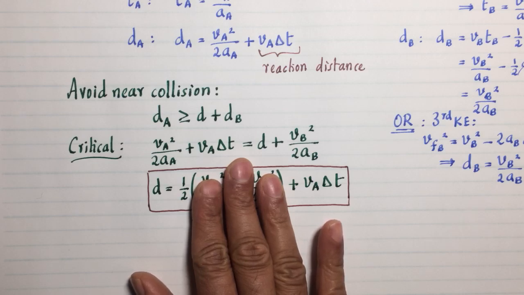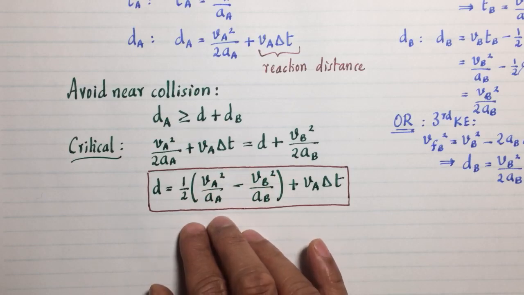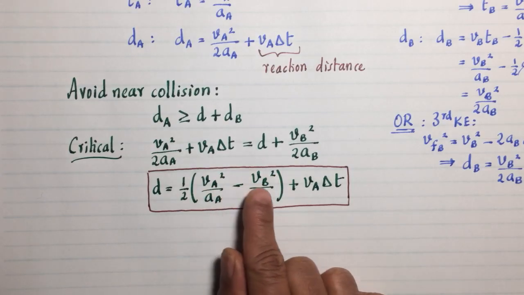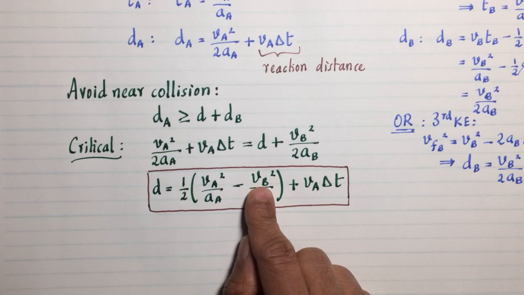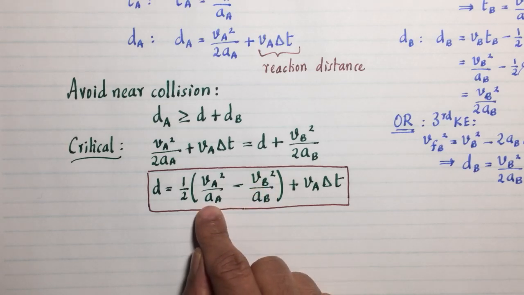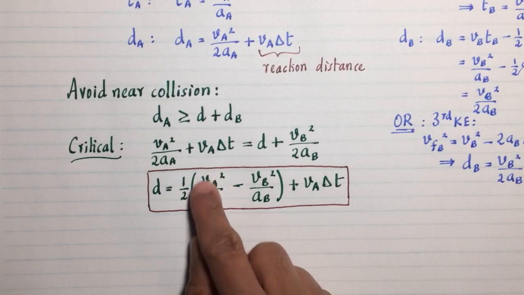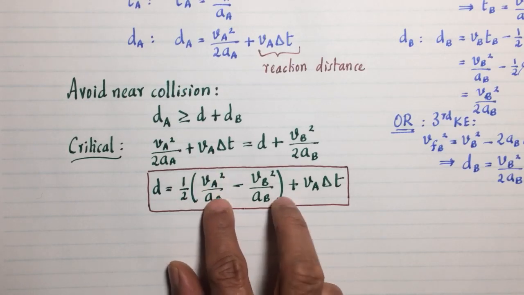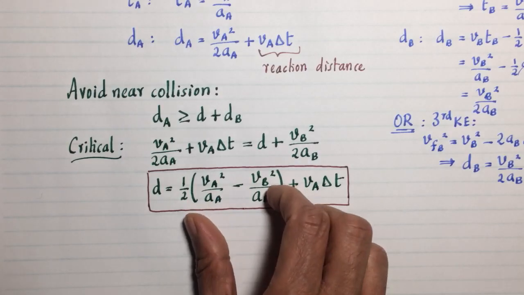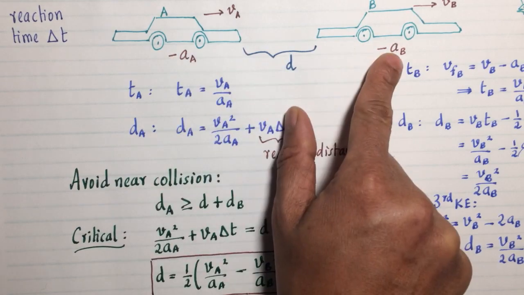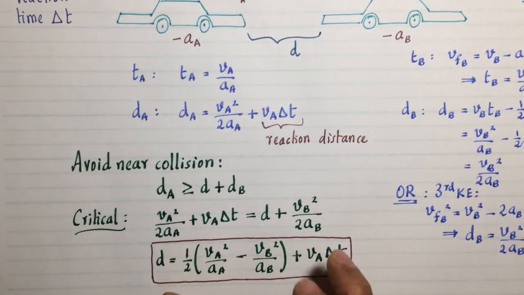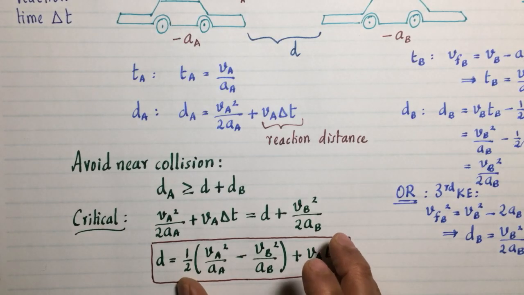Now that's like the best case scenario. What's the worst case scenario? The worst case scenario is one in which B is really good. So A sub B is very big, so it stops very quickly. If A sub B is big, then VB squared over A sub B is a very small quantity. If A sub A is really small, if the brakes are really bad on A, then this is going to be a large positive quantity. A large positive quantity minus a small positive quantity is still going to give us a large positive quantity. So if your brakes are bad and their brakes are good, that's going to be the case where you need to put the maximum distance between the two cars.